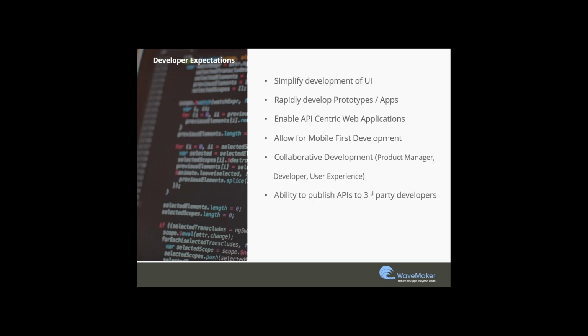More than half of digital transformation apps today are mobile apps, so being able to quickly create mobile apps is a key requirement for developers. Being able to provide a collaborative environment where product managers, developers, and user experience people can come together and create these apps is a key need of the hour. And finally, it is also important for developers to create APIs so that they can publish them.